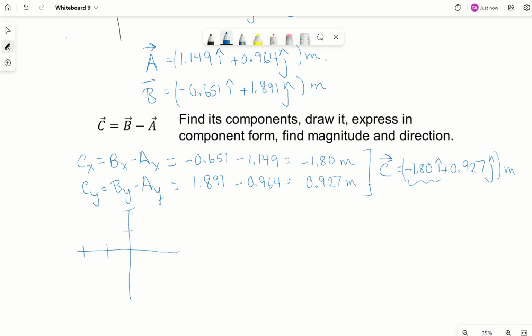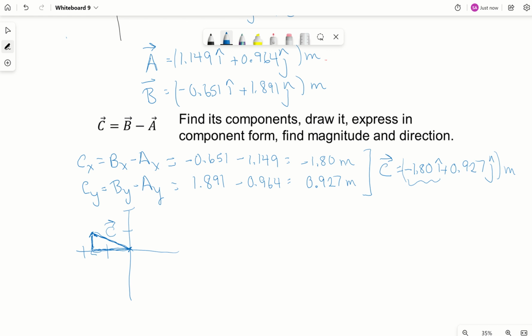So I'm going to go back almost 2 in the x direction, something like this, and then I'm going to go up almost 1 in the y direction. Okay, so those are my components, and so my total vector C, I'm going to draw from the origin to the end of Cy. So there's my vector C, is the hypotenuse of that triangle.